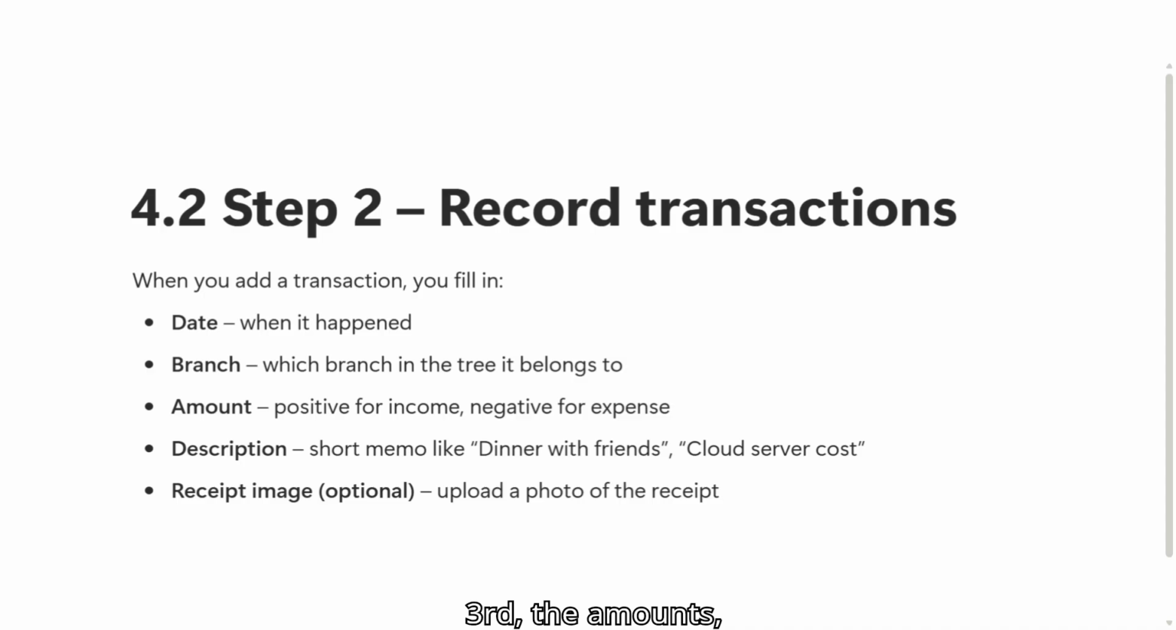Third, the amount, the cash flow. In Finance Tree, positive numbers are income and negative numbers are expenditures. So if I get my salary, I can write plus 2,000. And if I pay for dinner, I write minus 30.